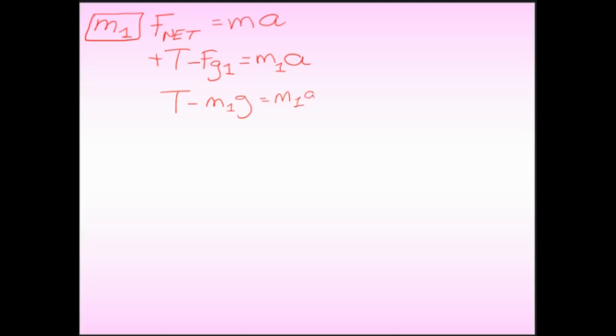How many unknowns do I have in this equation? Two. What are they? The two things that the question is asking for. I have no idea how much tension is in the string, and I have no idea how much acceleration the system has. So can I solve this, or does it have to wait? It has to wait. You can never do anything with an equation that has more than one unknown in it.